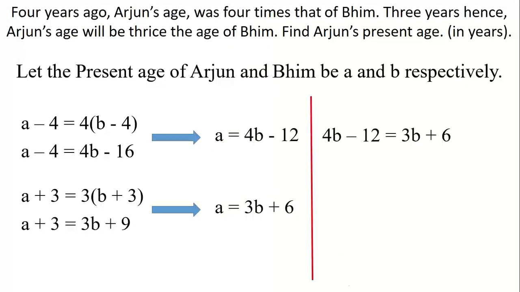4B minus 12 is 3B plus 6. Shifting 3B to the left hand side, 4B minus 3B is only B, and minus 12 on the right hand side will become plus 12. So B is equal to 18.